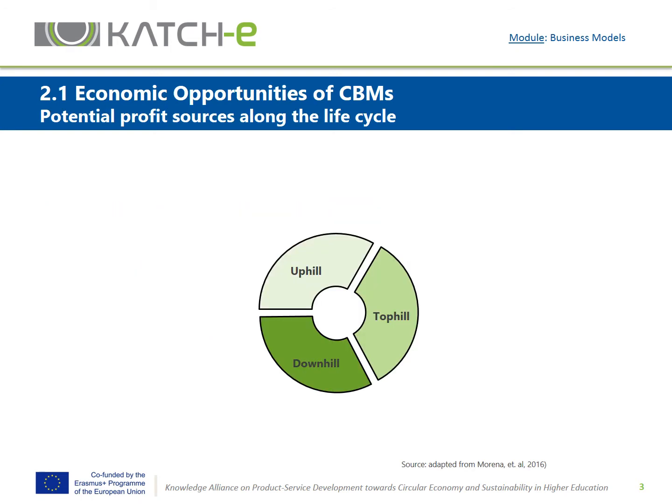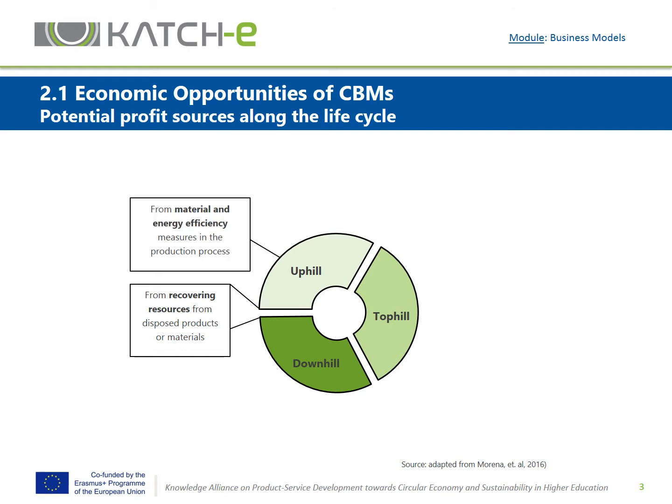Coming back to the different stages of the value hill as introduced in the previous chapter, the business strategies unlock many potential profit sources. Costs can be cut by recovering materials from disposed products and therefore needing less virgin materials. Costs can also be decreased through efficiency measures in the production process. Companies that sell long-life, high-quality products often have the possibility to charge higher prices for their premium product.